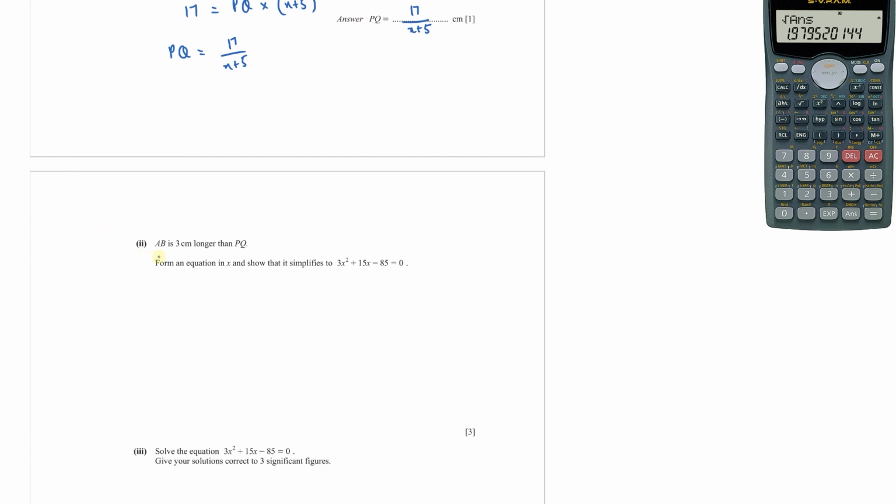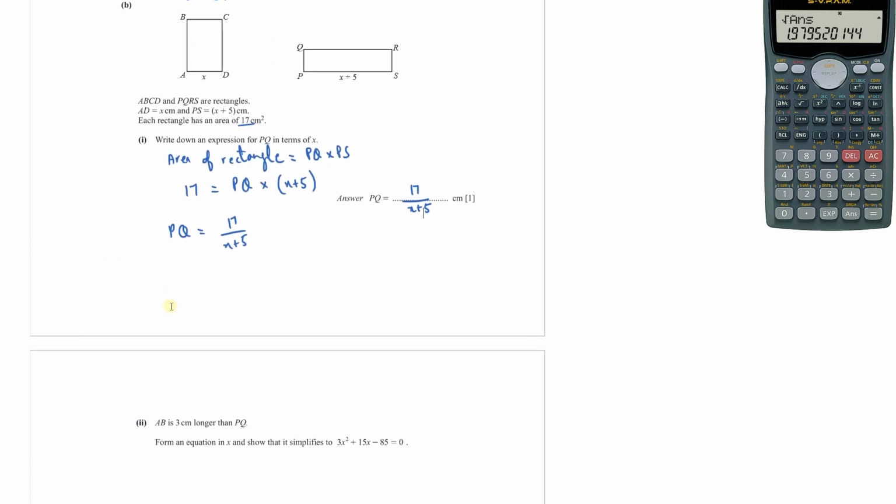Part 2: AB is 3 centimeters longer than PQ. So this length AB is 3 centimeters longer than this length PQ. Form an equation in x and show that it simplifies to this. We have already calculated this length PQ, and we are given that AB is 3 centimeters longer. So AB will be PQ plus 3, and PQ is 17 over x plus 5, and then plus 3.